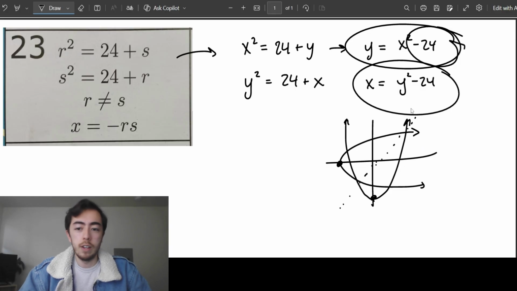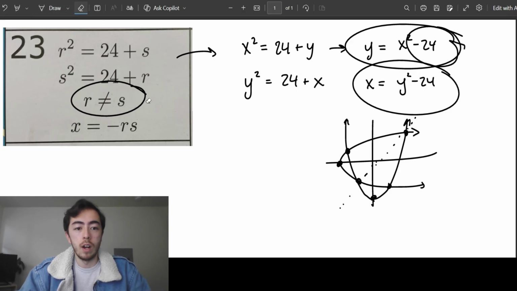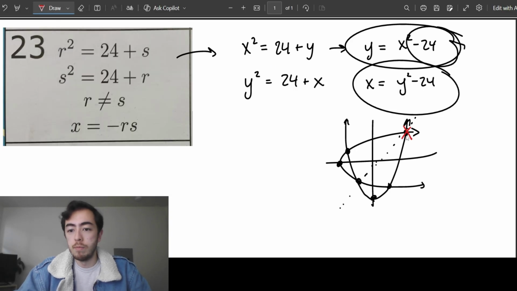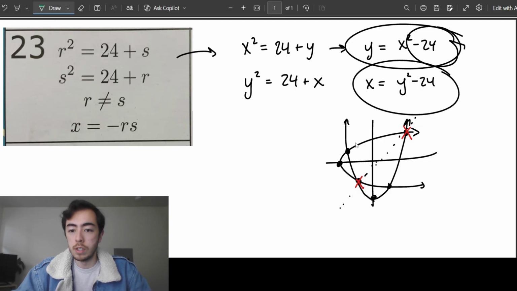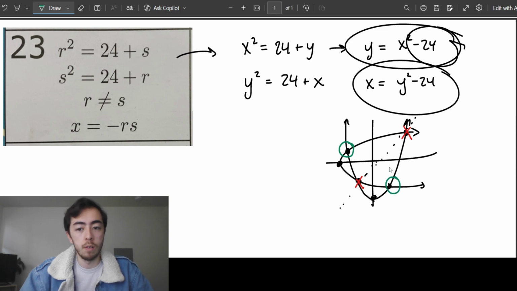So just graphically, or even like drawing a sketch, really, I'm able to figure out that we're going to have four different solutions to this system of equations, at least the first two equations. Knowing that r and s are different values, I can't pick any values along the line y equals x. And so I'm left with two different solutions here. There could be this solution and this solution when I look at it graphically.